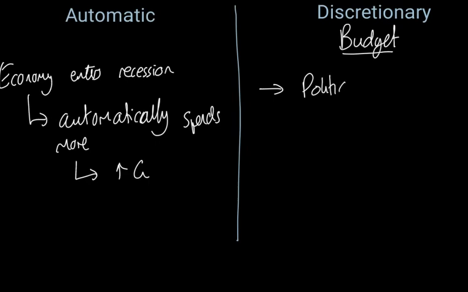Firstly, I suppose we have to address the issue of political priorities. Okay, so different governments, different prime ministers, different chancellors will have different political priorities, and therefore they will alter the levels of spending by government.